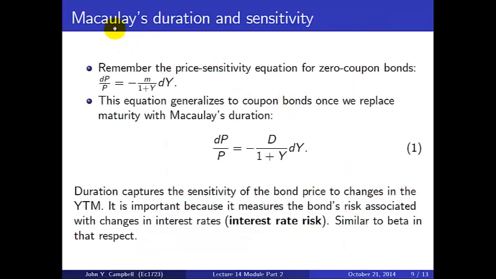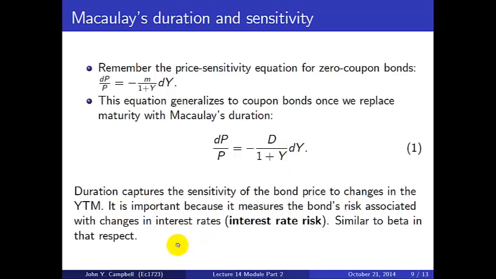All right, now why do we care so much about Macaulay's duration? Well, the reason is that it gives us a generalization of the price sensitivity equation for zero coupon bonds, which, if you remember, is that dP over P, the proportional change in price, is minus maturity divided by gross yield times the change in the yield. Now, it turns out that this equation generalizes to coupon bonds once we replace maturity with Macaulay's duration. So we get dP over P equals minus D over 1 plus y dy.